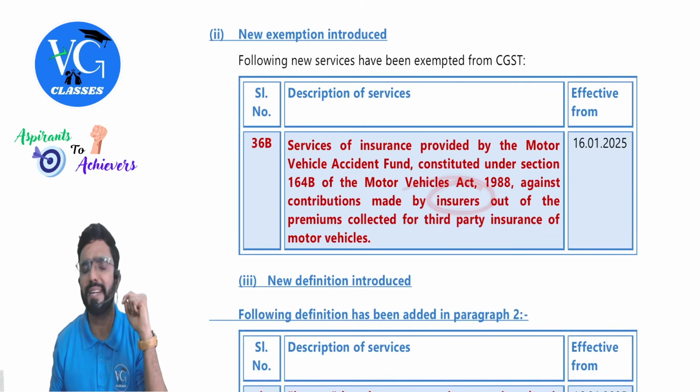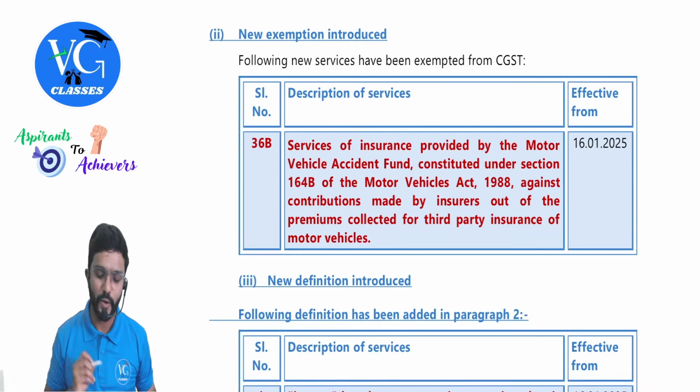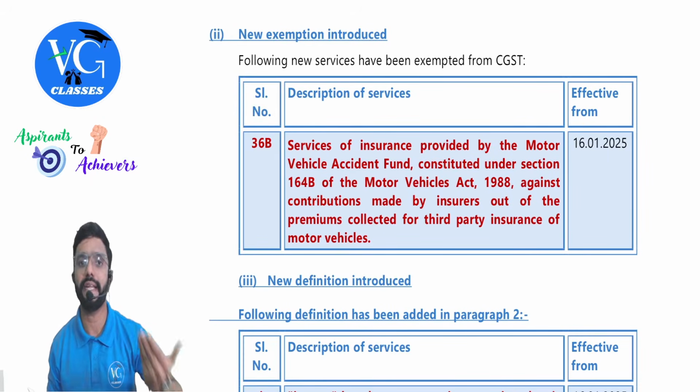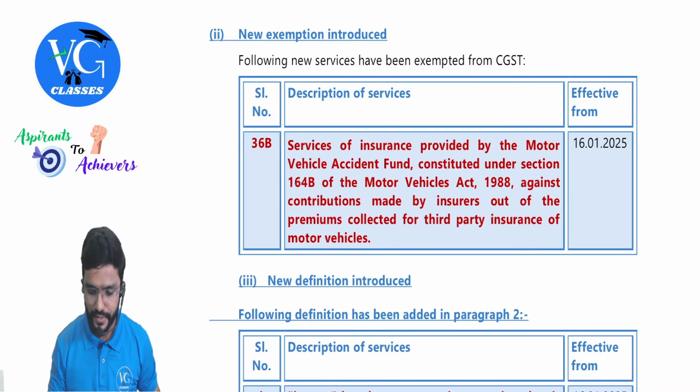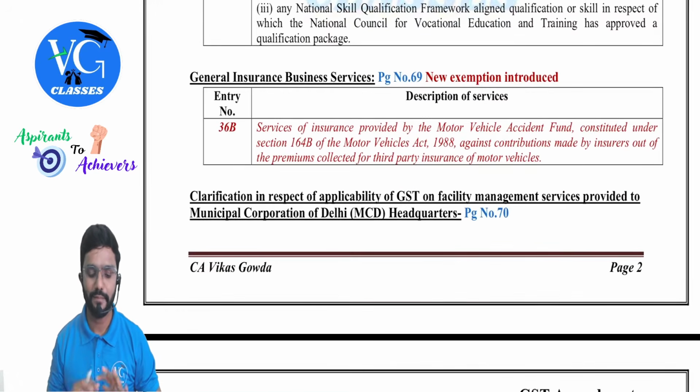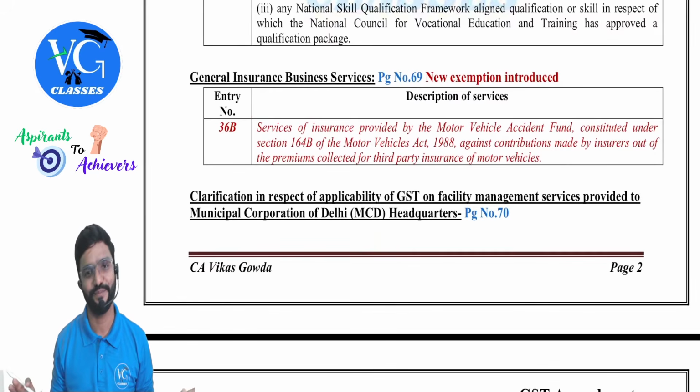Insurer. Insurer is nothing but the insurance company. Do they enjoy the exemption? Yes. That is entry 36B. It is a new addition altogether, guys. It is not an amendment. It is a new entry altogether. Even if you observe my reference material, I have given this entry in red color, which is a completely new entry.